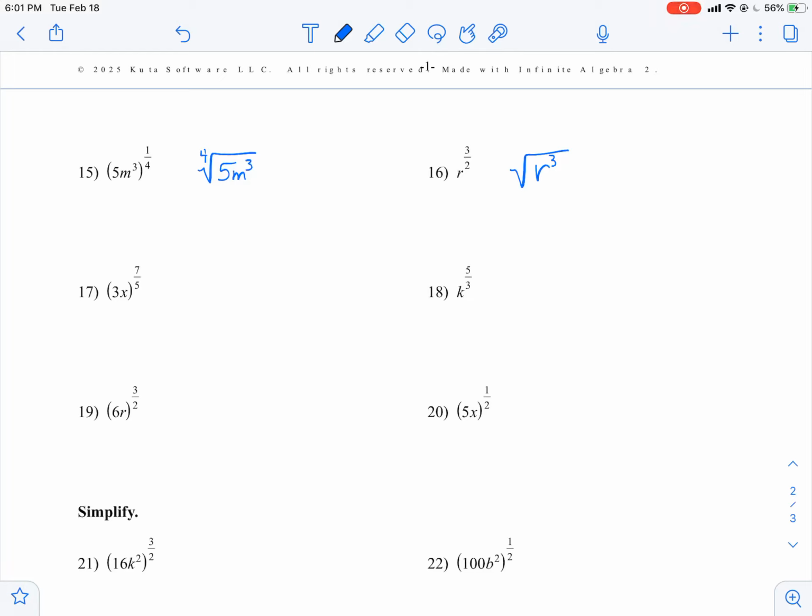17. The 3x, again, is all in parentheses, therefore that's telling me it's all underneath the radical. It is power over root, which tells me it's the 5th root, 7th power. Okay, I'm going to give you a minute to try it on your own. So go ahead and try number 18.